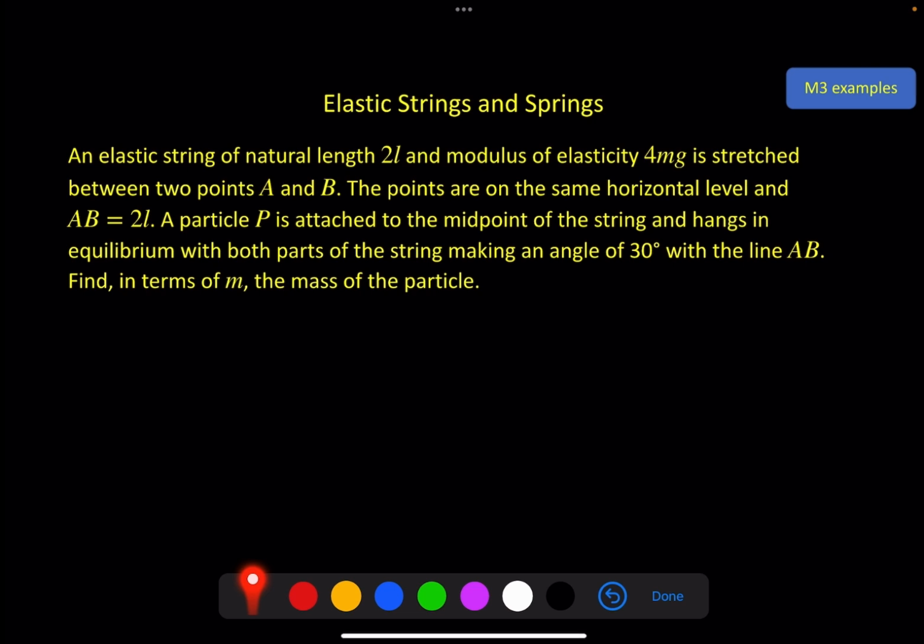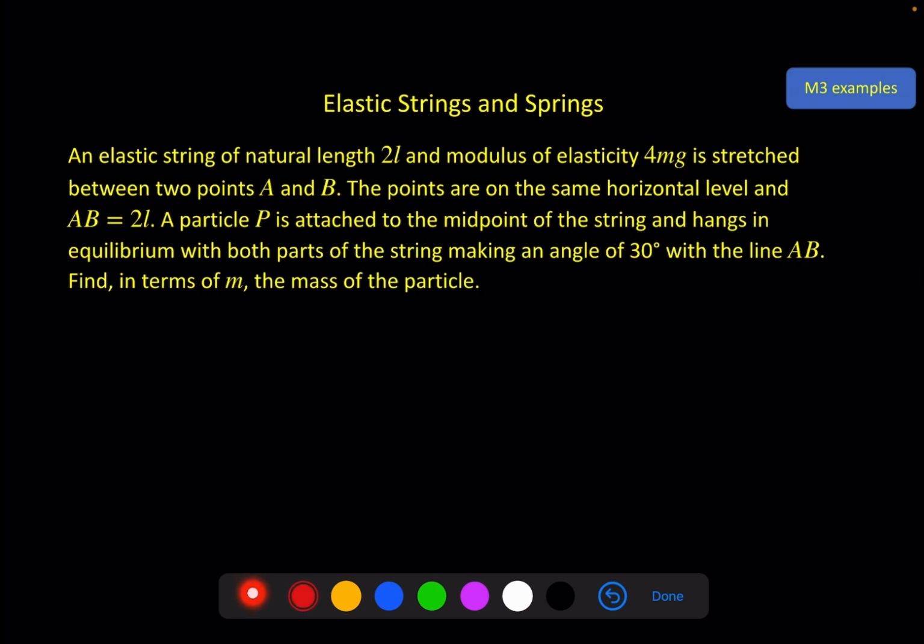An elastic string of natural length 2L and modulus of elasticity 4mg is stretched between 2 points A and B. The points are on the same horizontal level, and AB is 2L. If I was being picky here, I would say it isn't technically stretched yet, because 2L is its natural length, but it's just on the point of being stretched. A particle P is attached to the midpoint of the string and hangs in equilibrium with both parts of the string making an angle of 30 degrees with the line AB.